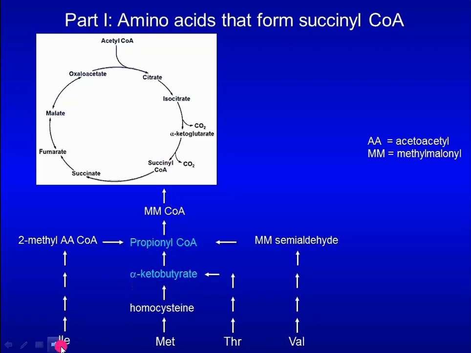Isoleucine and valine enter this pathway at propionyl-CoA. Methionine and threonine enter this pathway at alpha-ketobutyrate. To help you remember these amino acids, I have created a mnemonic. I saw MTV. I represents isoleucine, M represents methionine, T for threonine, and V for valine.